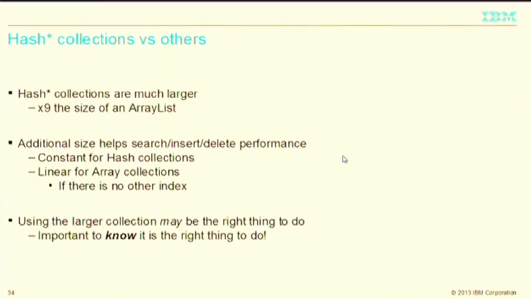With a linked list, you may have to traverse all of your data. With an array list, you may have to know which slot it's in ahead of time. So there's a range of different collections you can choose. You may want to use hash map or hash set, but you should use them because you know it's the right thing for you to use.